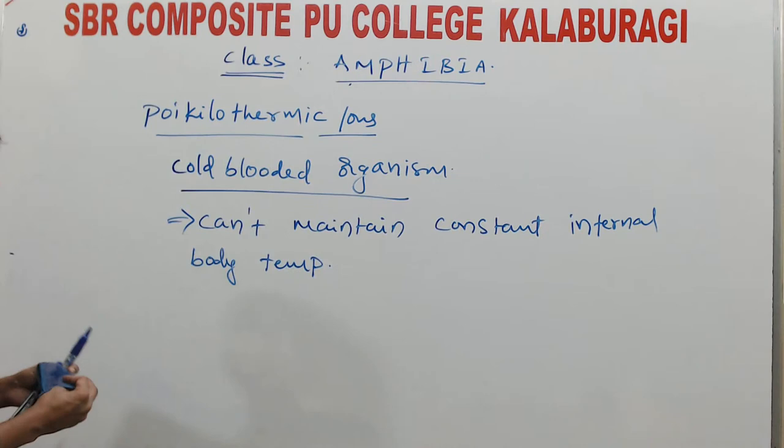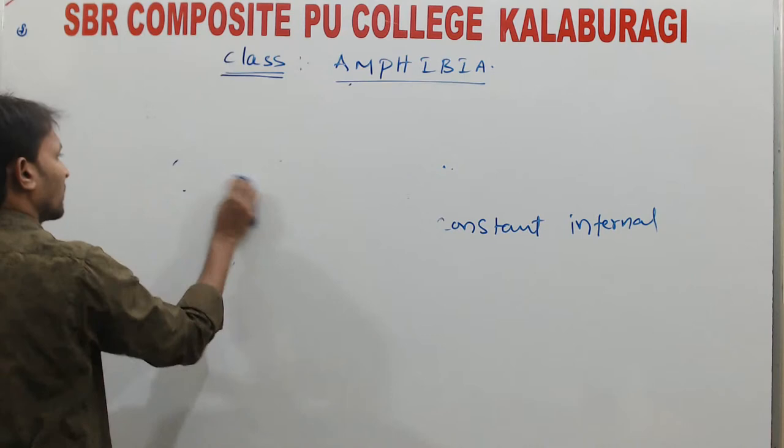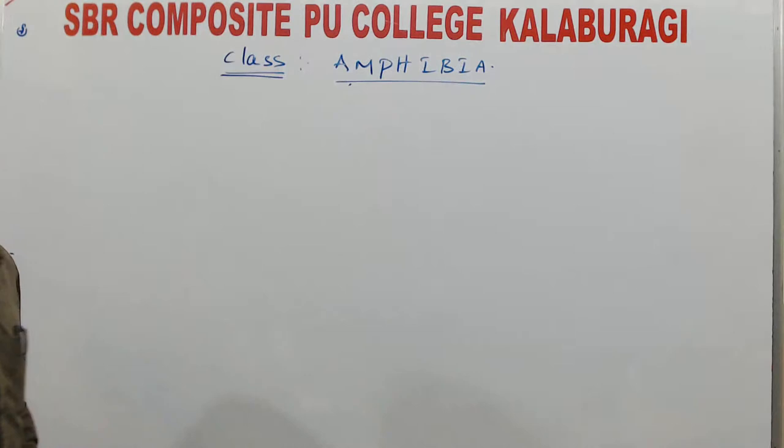Next, examples. If you look into the examples: toad, frog, tree frog, salamander and limbless reptile. These are the five examples given in the NCERT textbook.